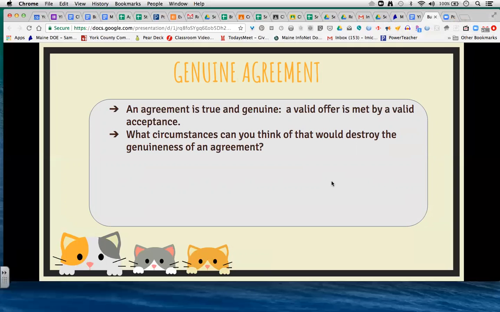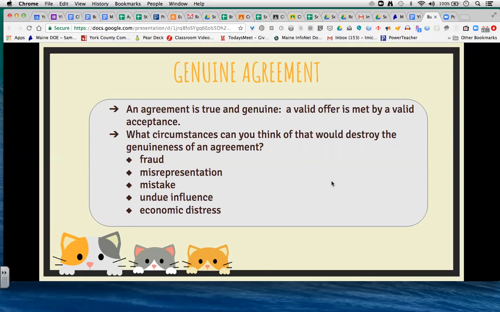Fraud, if somebody committed fraud, misrepresentation of something, a mistake. In other words, you offer to sell something and you transpose the numbers. Undue influence. One person has extraordinary power over another. Or economic distress, in which one party is taking advantage financially.